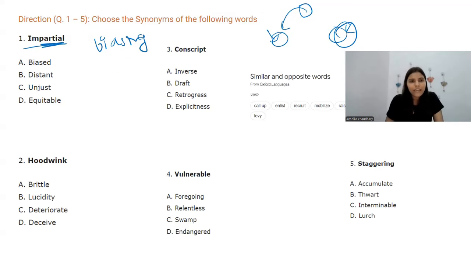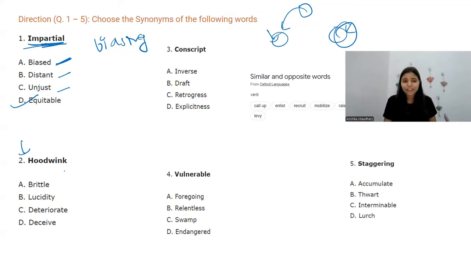Here we are talking about impartial, which means there should not be any biasing. There should be equality. So equitable will be the correct answer, because there is no biasing. The judgment is pure, balanced. Biased will be the antonym of this. Distance means at a distance of, which doesn't make any sense here, and unjust doesn't make any sense in the context of this word. Okay, let's move on to the next one.